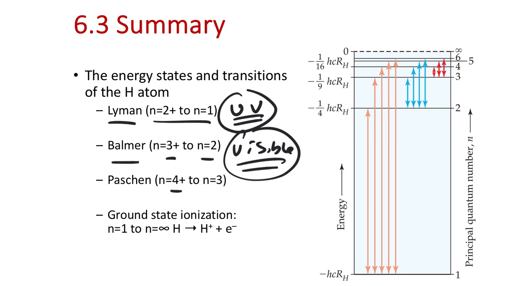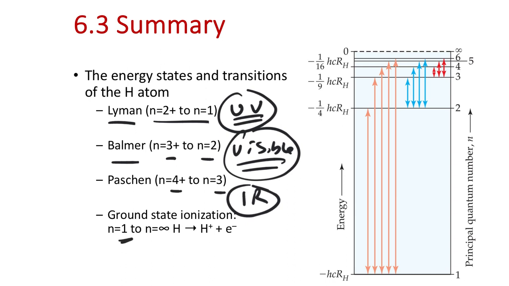And Paschen series are the ones that go 4 to 3, 5 to 3. These would be in the IR, the infrared region. So you can get a sense of where you're going to find some of these different transitions for the H atom. You can see them all taking place within the emission of hydrogen. You just have to go looking for them in the proper region of the electromagnetic spectrum.